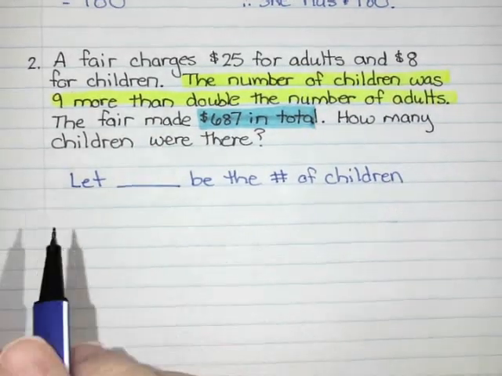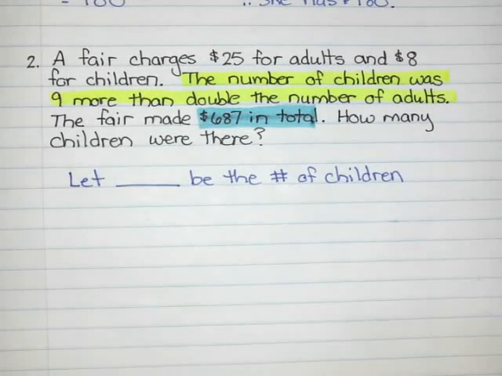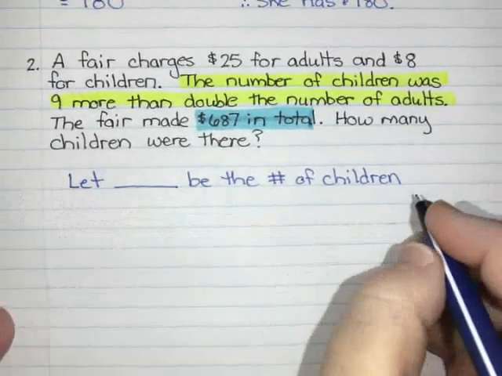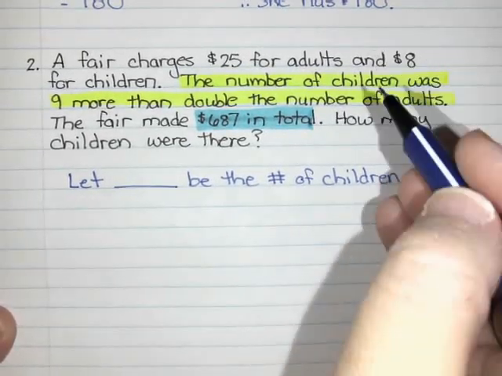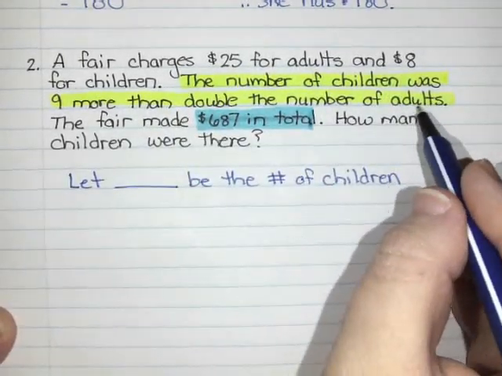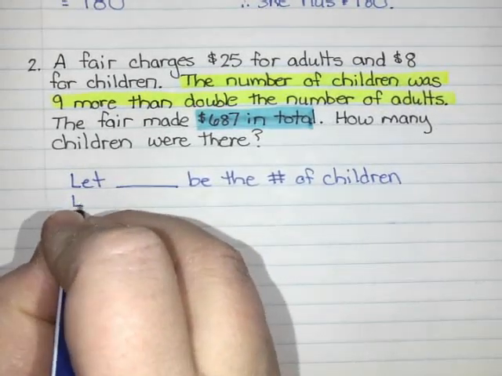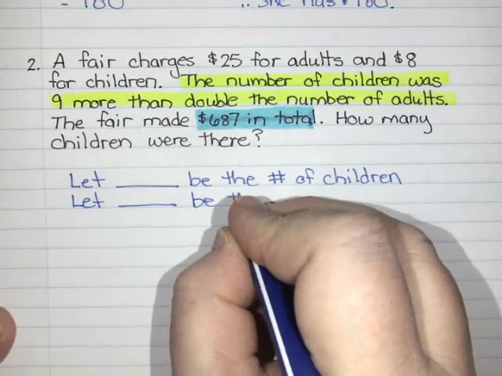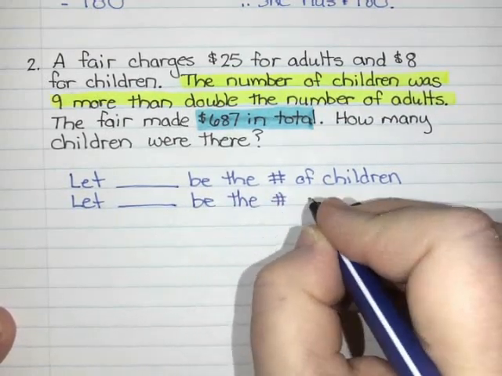I didn't just write, let something be the children. I actually specifically want to know the number of children. So I'm going to let something be the number of children, and I can't do children by themselves. I also need to include the adults because that's part of the comparison. So I'm going to let something be the number of adults.